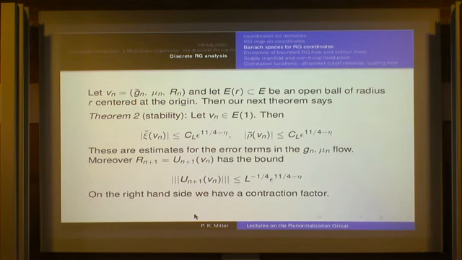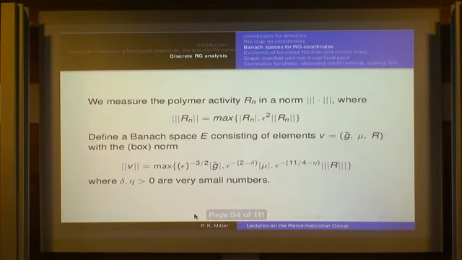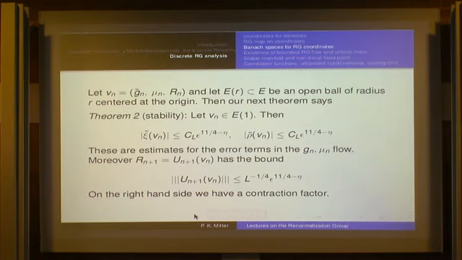So I take an open ball inside the Banach space. Our next theorem says, let the ball be of radius 1, which essentially means that each of the elements over here, the components, is less than 1.